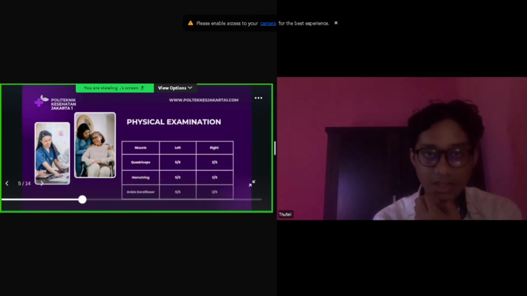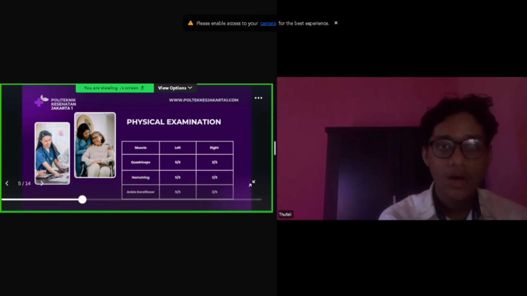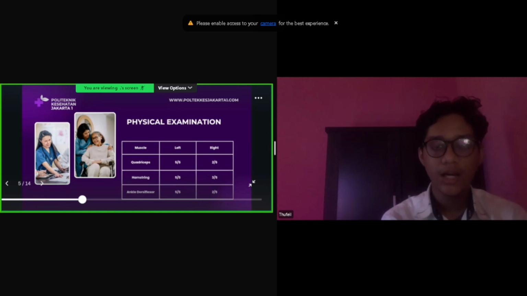And this is the physical examination of the muscle strength. From the quadriceps on the left side, he has 5, or we can say he is normal. In the hamstring left, we have 5, and the ankle dorsiflexor on the left side is normal. But on the right side, the quadriceps is only 2.5. For the hamstring, he gets 3.5. And for the ankle dorsiflexor, he has 2.5 muscle strength.